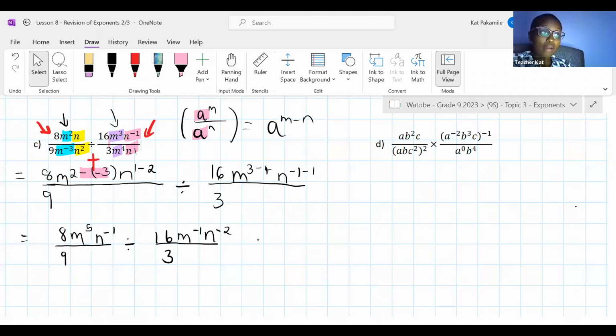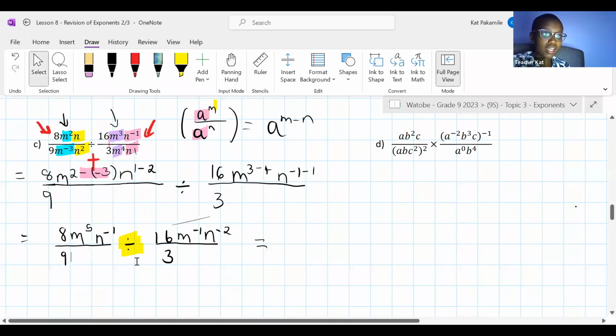Equals. So far, is everybody with me? Let me check now. So far, did we see what we did? All we did was apply this rule. I hope everyone has seen what I did here. There we go.